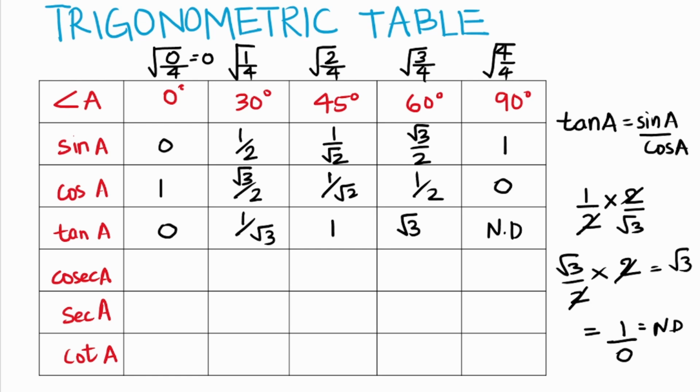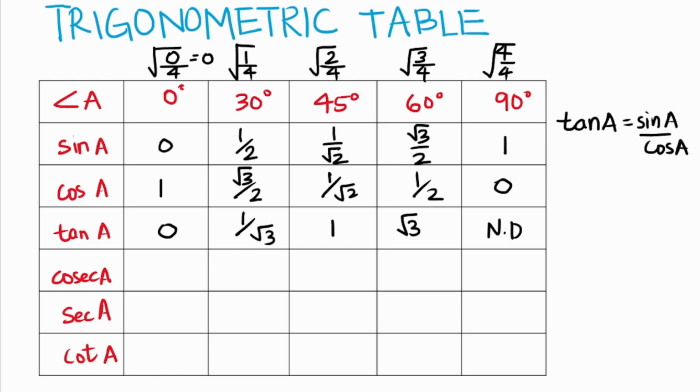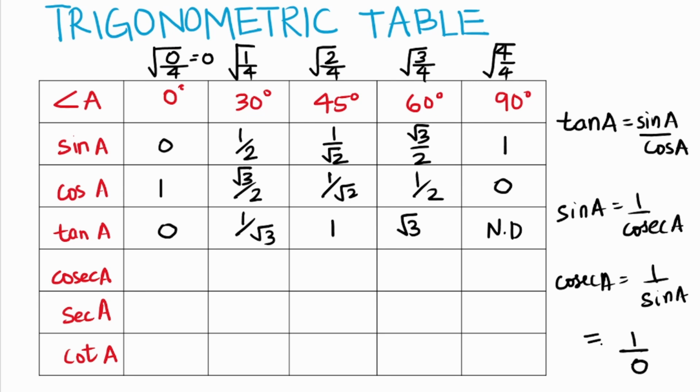Now next you have to fill the table for cosec. Cosec and sine, right? Sine A is 1 by cosec A, which is a reciprocal. So cosec A is equal to 1 divided by sine A. They both are reciprocals, right? So if sine 0 is 0, what is cosec 0? Sine 0 is 0, right? So cosec 0 is 1 by sine 0, which is 1 by 0, not defined. So we'll be writing not defined over here.